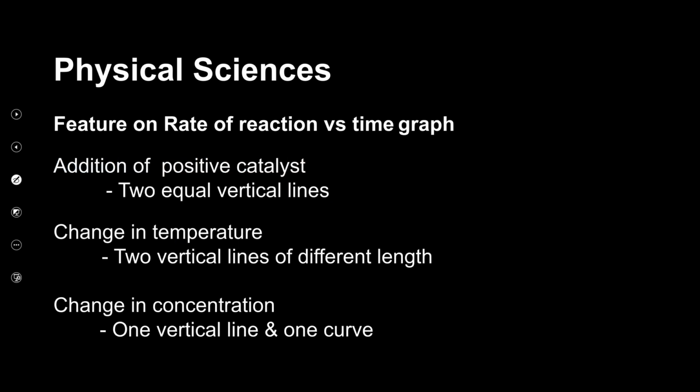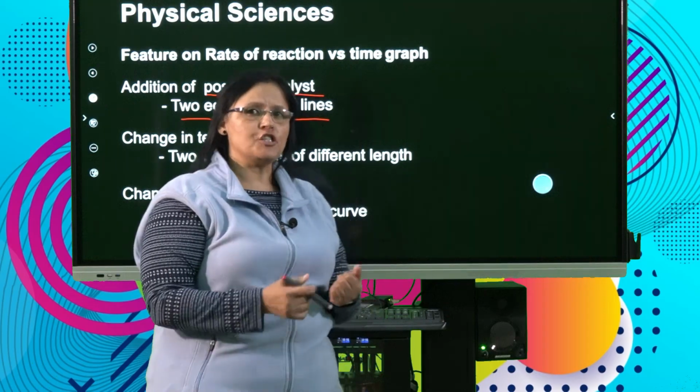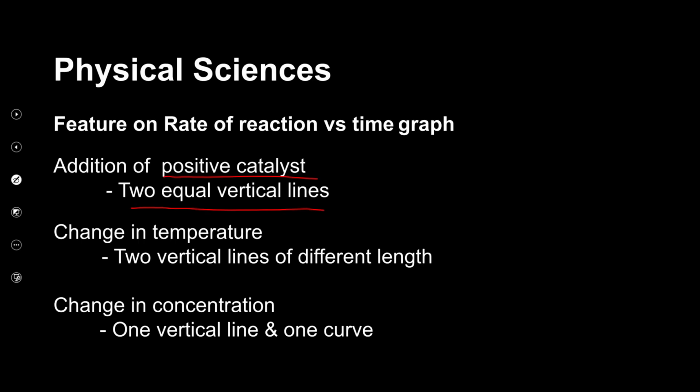When we look at the features of your rate of reaction graphs, with the addition of a positive catalyst, we had two vertical lines to show that there was an increase. Then we looked at a change in temperature, specifically an increase in temperature: two vertical lines with different lengths. The endothermic was longer because the endothermic was the one favored. Change in concentration: one vertical line, and the other one was a curve.